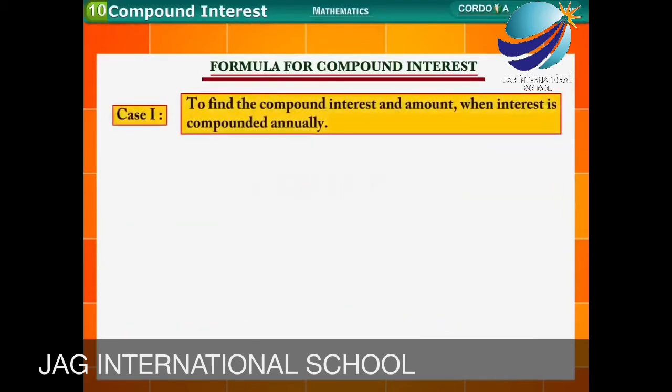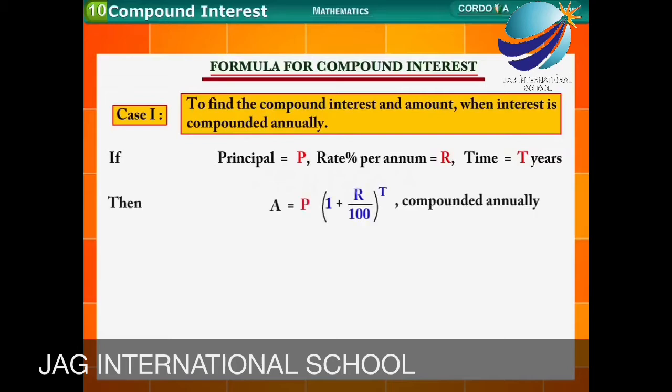Case 1. To find the compound interest and amount when interest is compounded annually. If principal is equal to P, rate percent per annum is equal to R, time is equal to T years. Then A is equal to P into 1 plus R upon 100 raised to the power T compounded annually. CI is equal to A minus P, which is equal to P into 1 plus R upon 100 raised to the power T minus P.